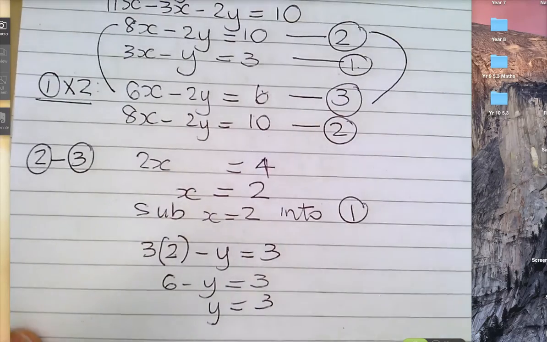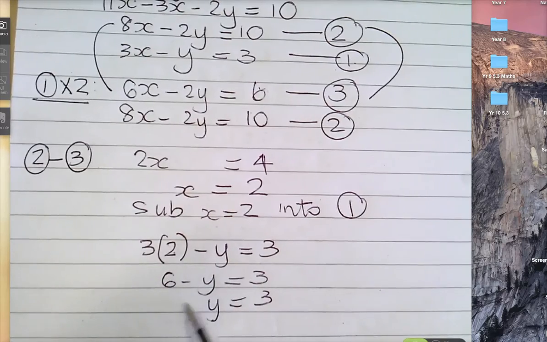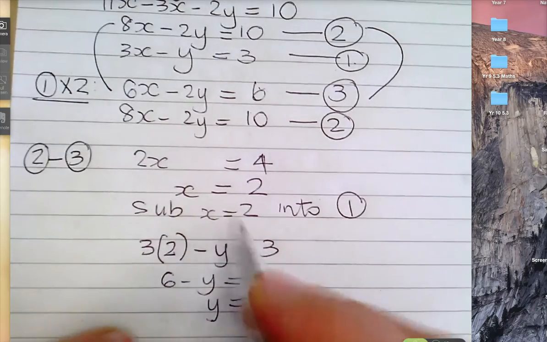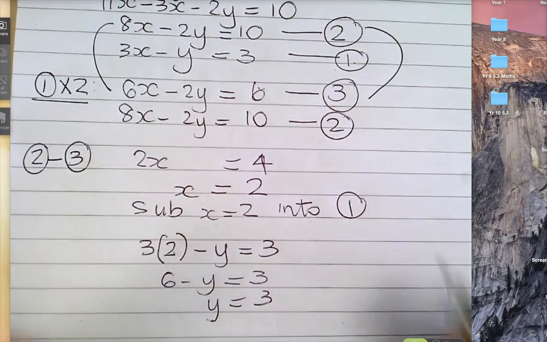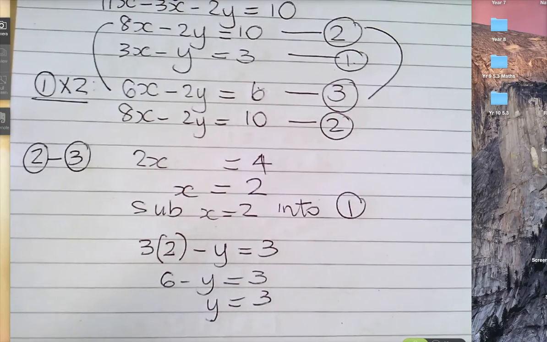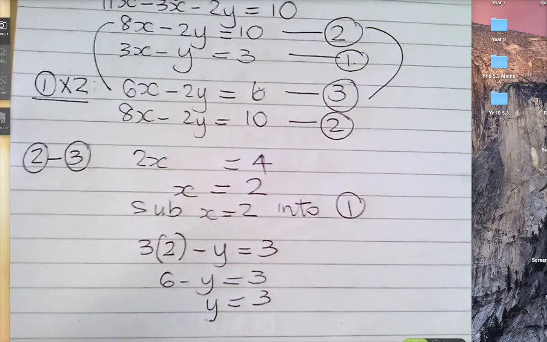All right. So y is 3. Girls, you don't need to take that minus y to the other side. 6 minus 3 is 3. So therefore, your answer is x is 2, y is 3. Miss, do we have to use that? No, you can substitute and that's probably quicker. Okay? You can substitute. Girls, it's up to you what method you use.